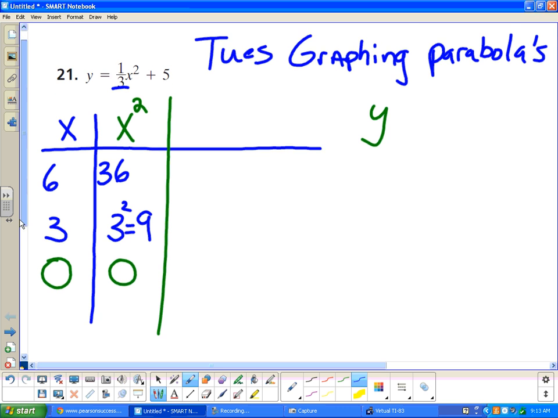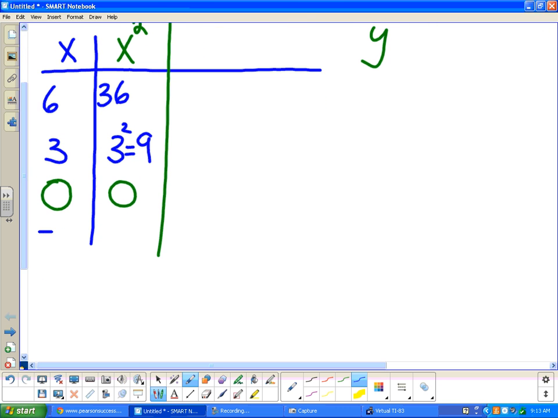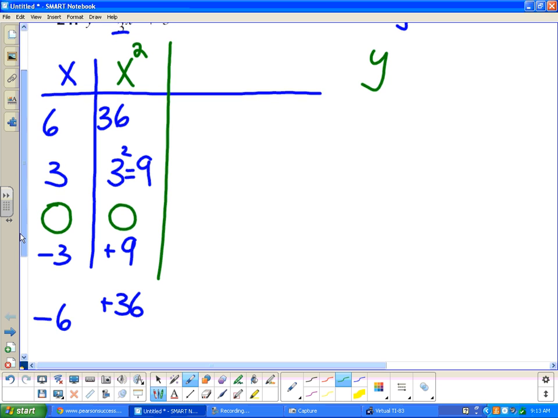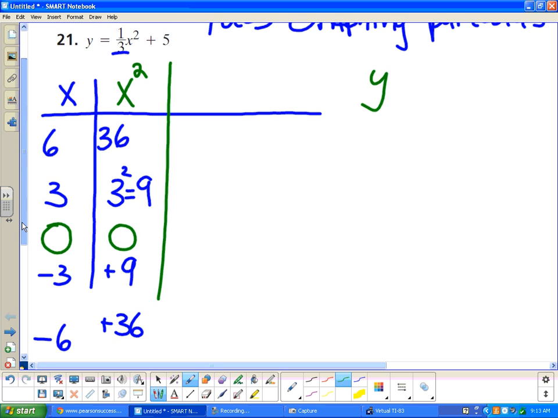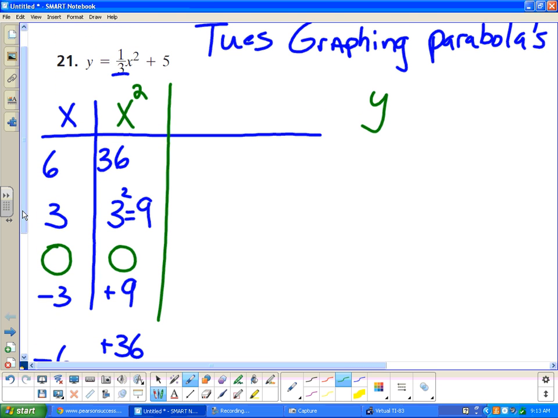And in the same respect, let's go on the other side of 0 and use -3 and -6. Now, -3 squared is again positive 9. And -6 squared is positive 36. So the next step, once we have our X values centered around 0, is to choose values, and again, you're only going to use multiples of 3 if there's a fraction here. If there's no fraction, you can use 0, 1, 2, -1, -2.